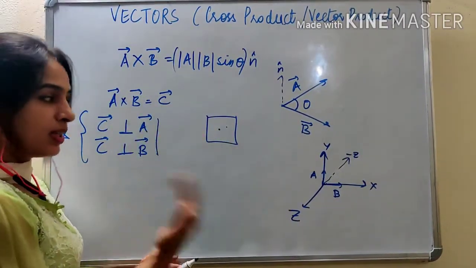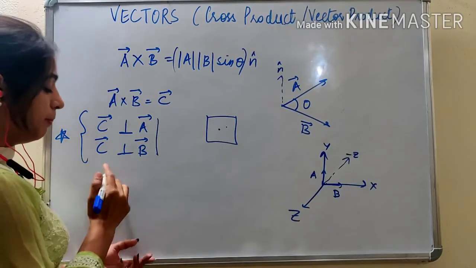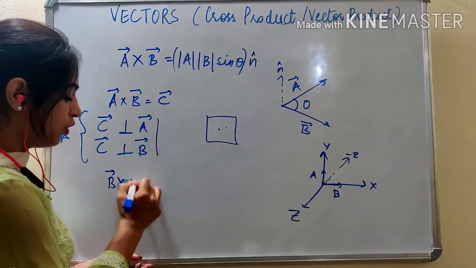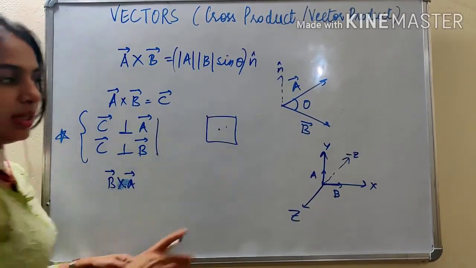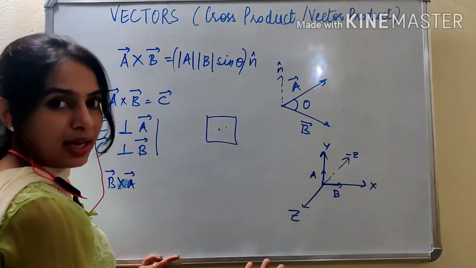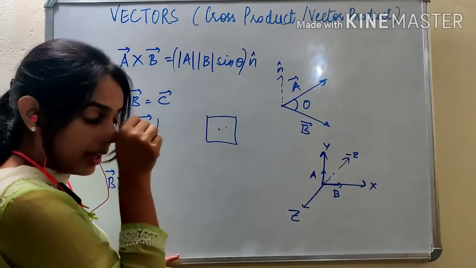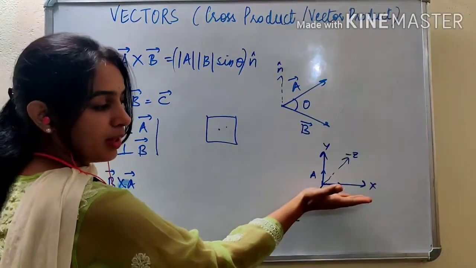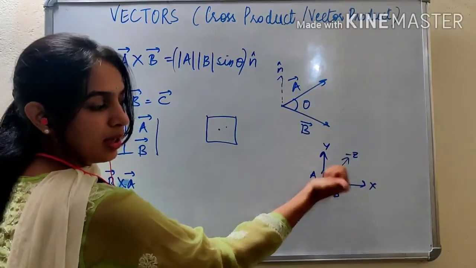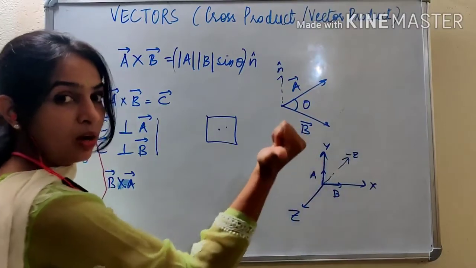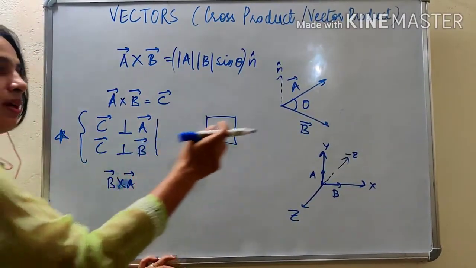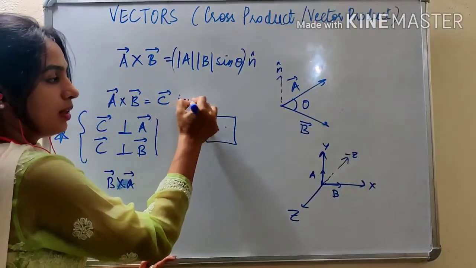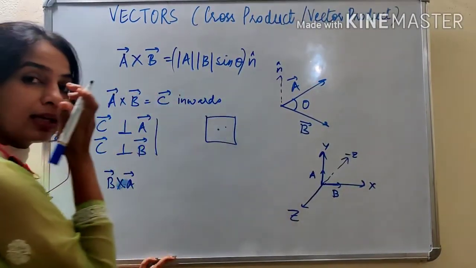Okay. Now for example, if I ask you to find B cross A for the same question, then B and A again are lying in the same plane. Let us look at the direction of B cross A. See, open your fingers in the direction of B and curl them towards A. Where is the thumb pointing? Outwards. So this A cross B is inwards, and we've learned this in class 10.